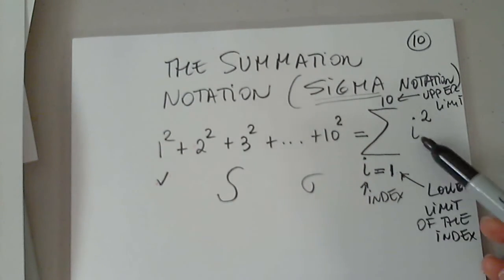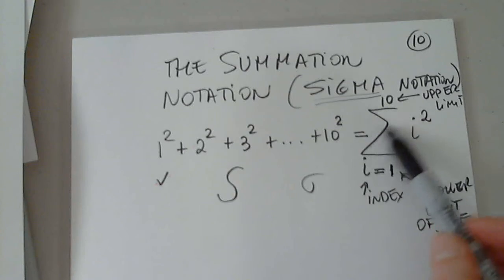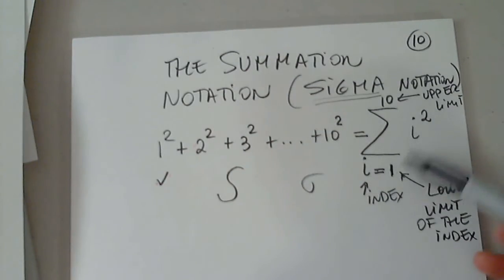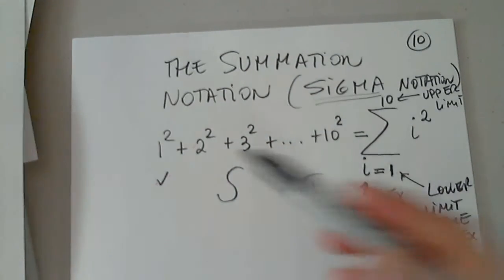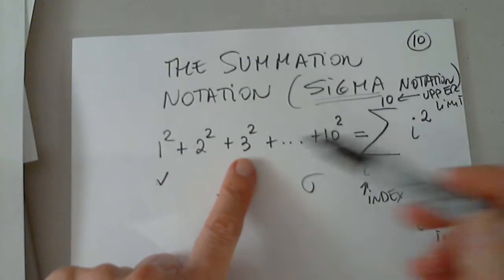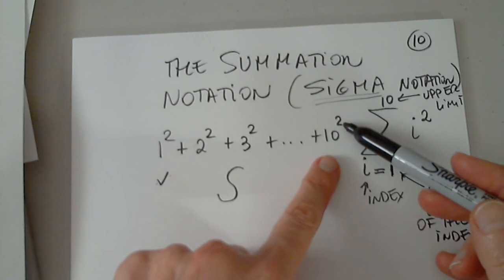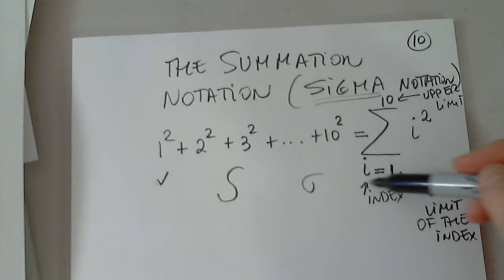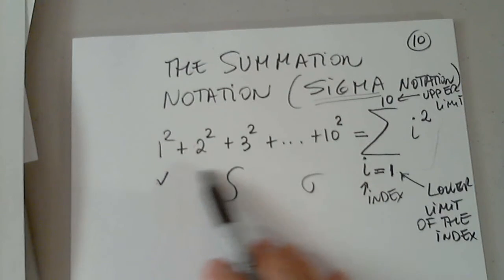So when i is 1, I have 1 squared. The sum says plus. When i is 2, I move on to the next index, 2. I get 2 squared plus. This when i is 3 and when i is 10. This is the condensed way of writing such a sum.